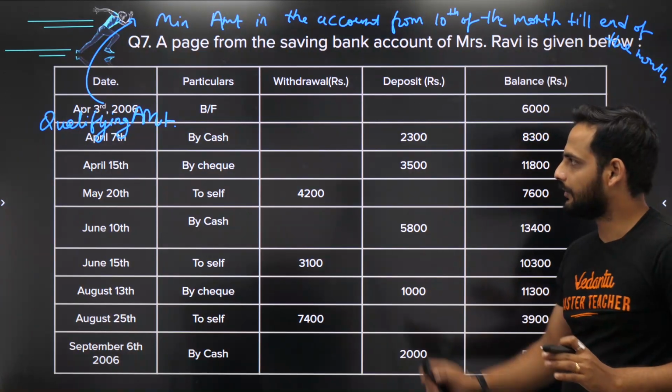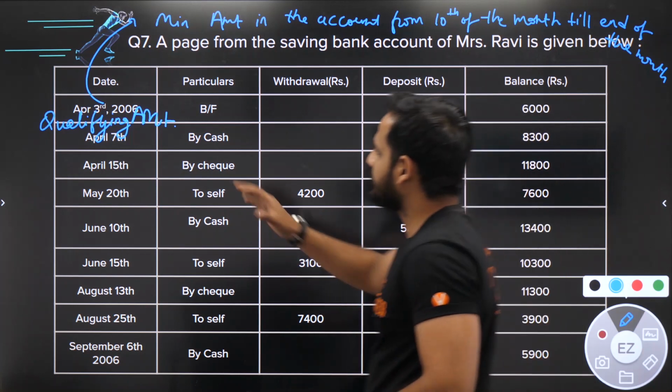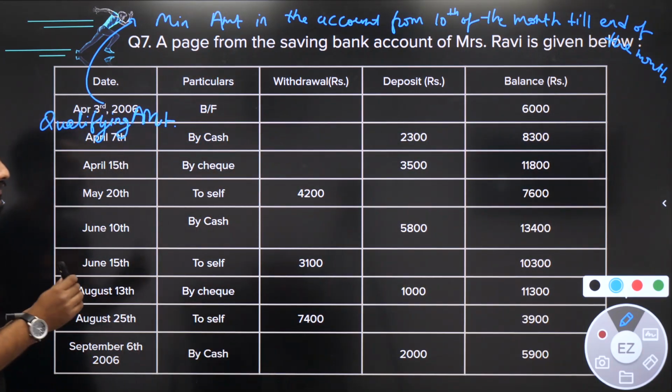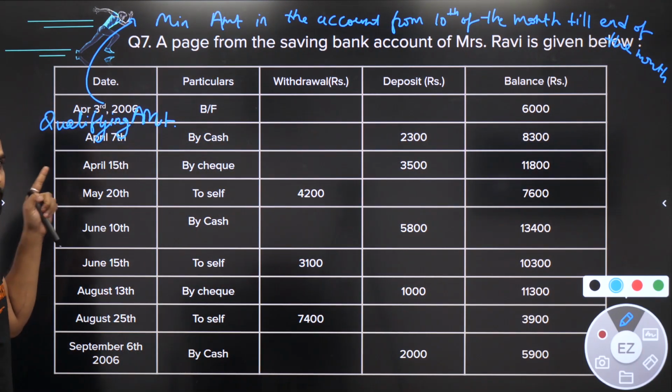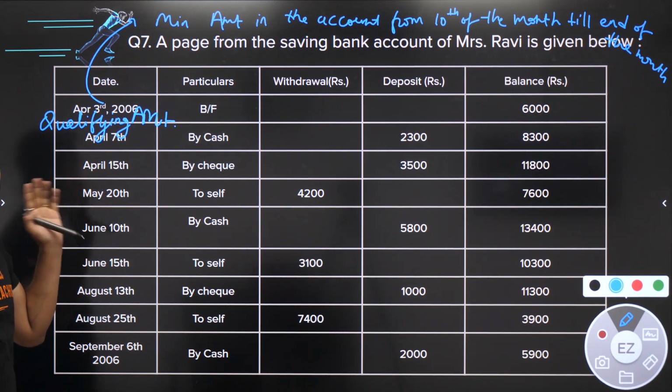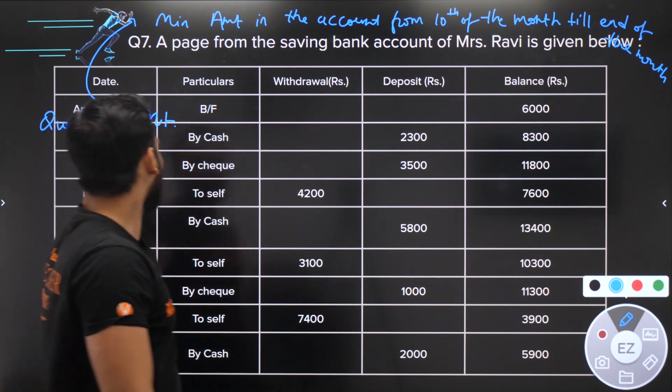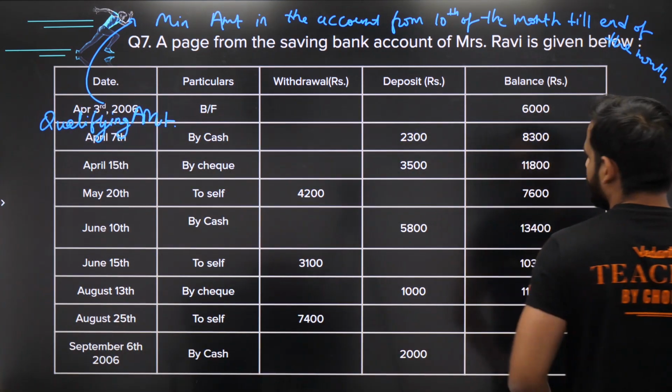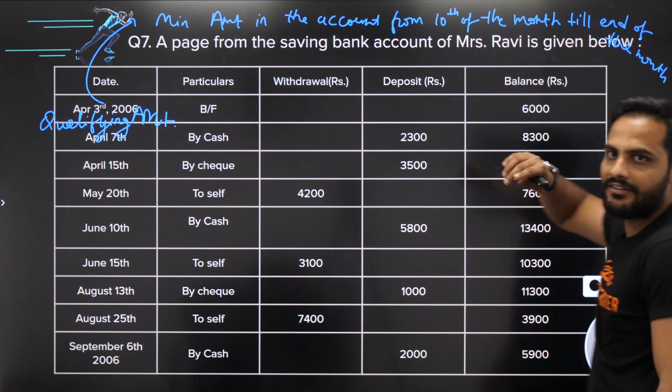Let's look at the passbook now. Now see, April 3rd is given, we don't care about it. If I want to calculate the qualifying amount for April, I will see from 10th April till the 30th April, whatever is the minimum amount. At 7th April, it is 8,300. Okay, but 7th is before 10.